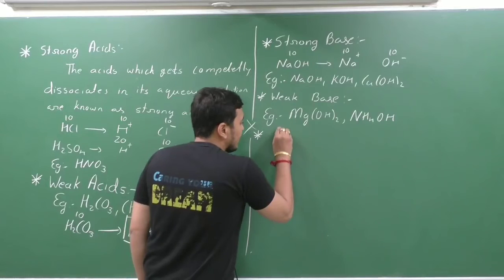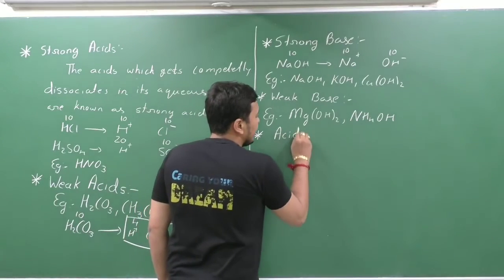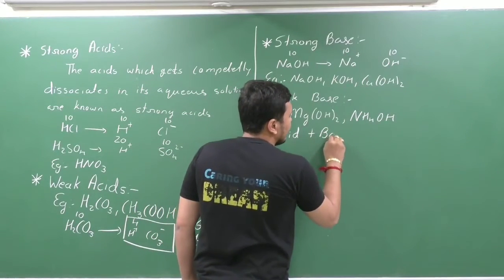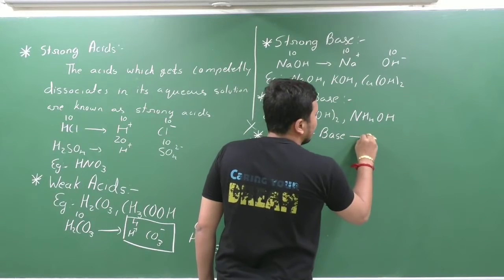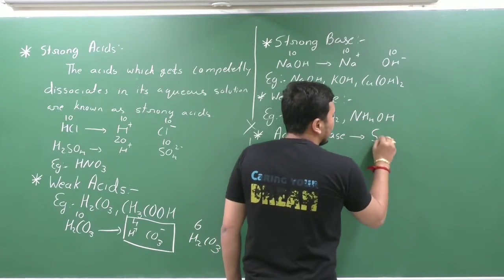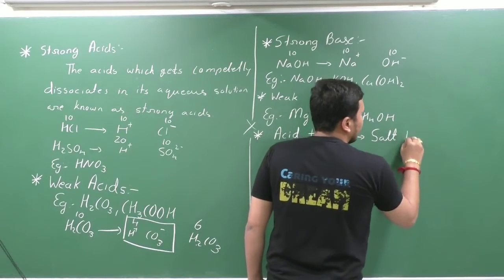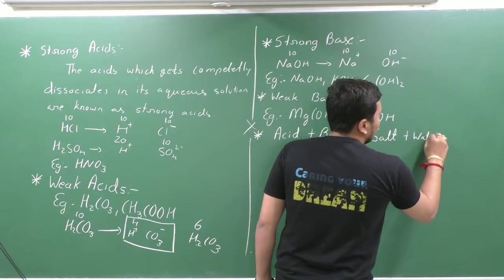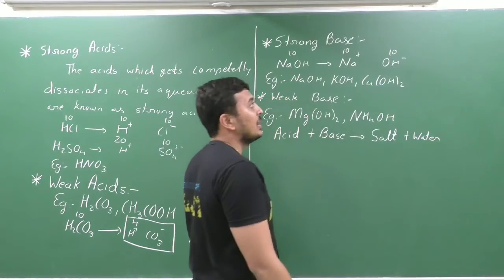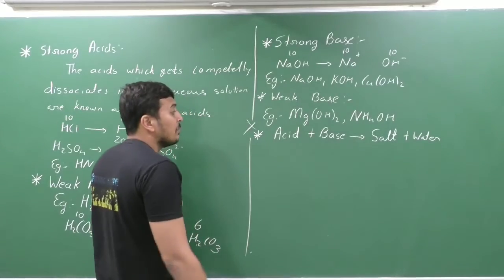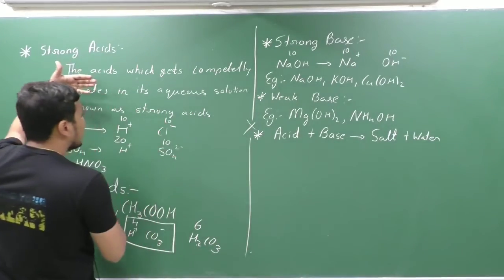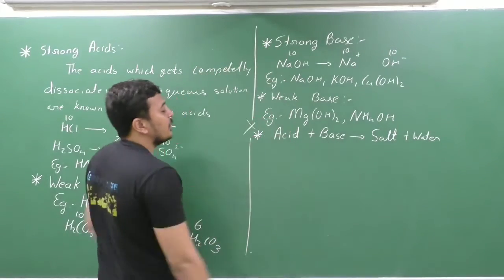So when acid reacts with base, it forms salt plus water. But now we have two different types of acids and we have two different types of base.